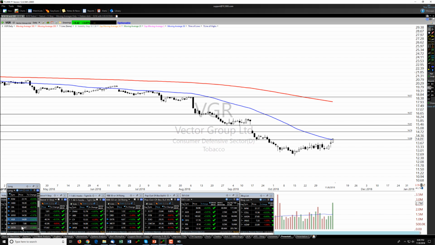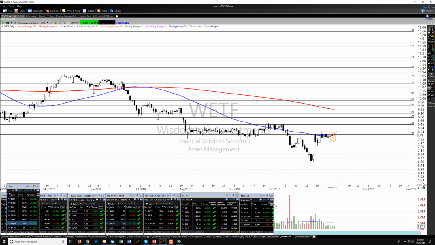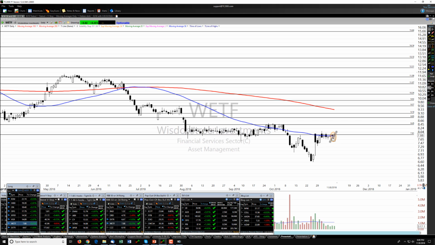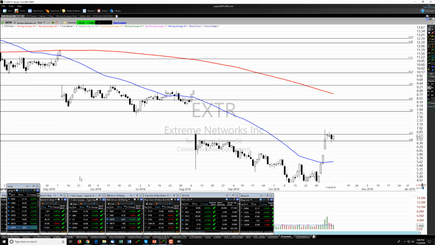WEDF, let's try that again. Almost, I think it's within a couple pennies. Let's see, it opened at 88, and we closed at 88. So it is a bull engulf of a doji here. Again, breaking out into a rounded bottom breakout. And then the last one is Extreme, doing a little flag here and a rounded bottom breakout.